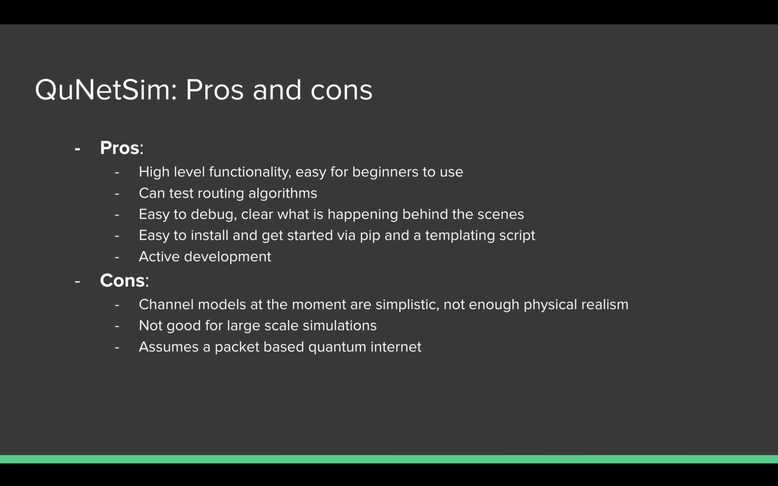It's quite easy to install and get started. We have the Python library. You can just do pip install QuNetSim, which comes with a script for generating an example. And with this example, you can build more. You can use it as a frame to start building more complicated examples that you want. To run a very basic example, it would take, I don't know, 1 minute to install with pip and then run the templating script, and you have an example ready to go.